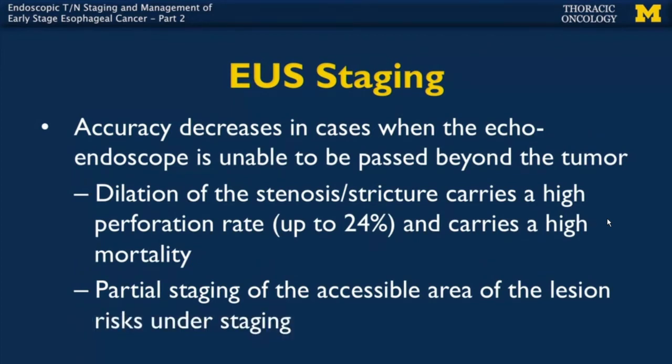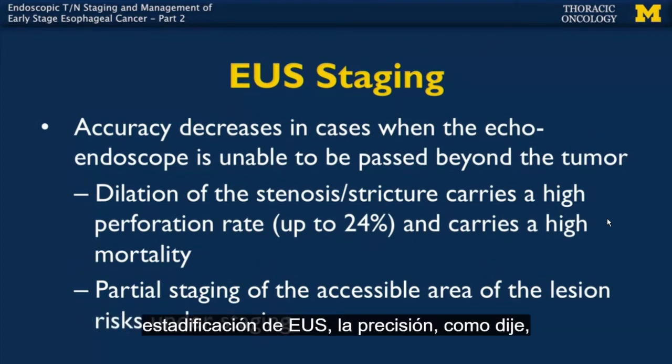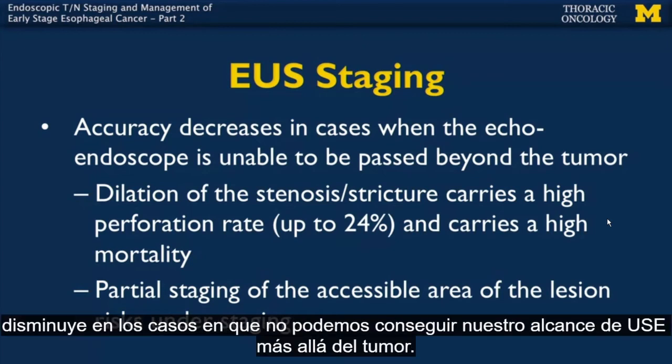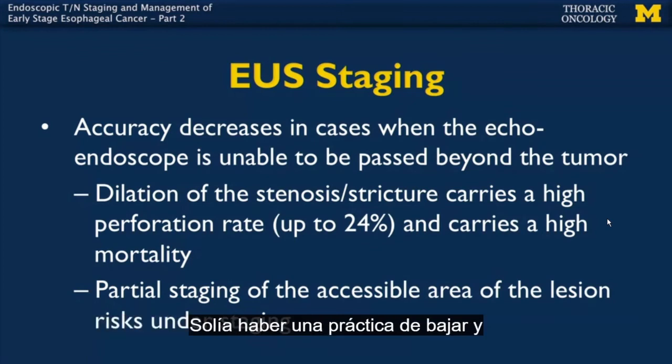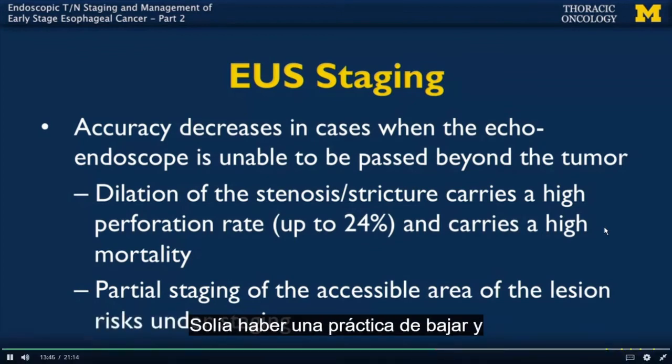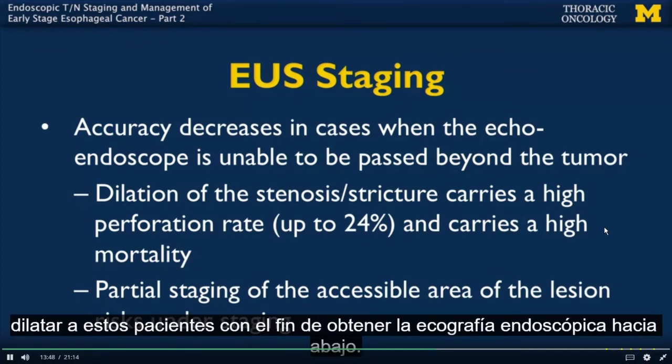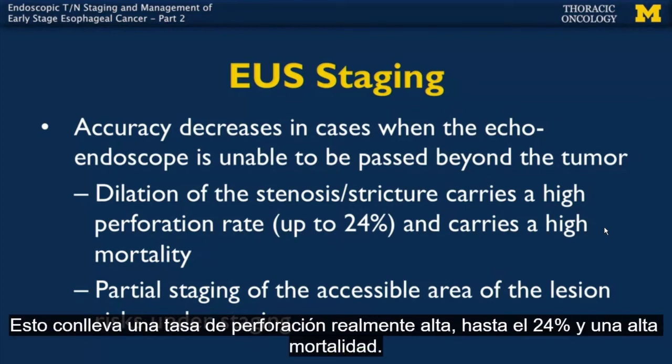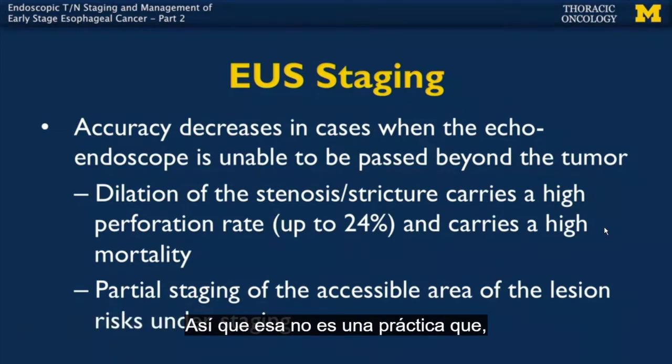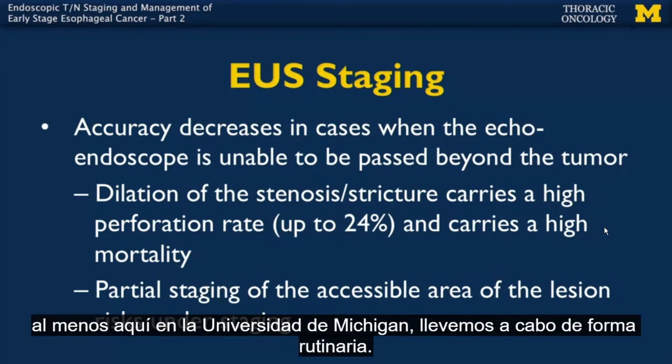EUS staging accuracy, like I said, decreases in cases when we can't get our EUS scope down beyond the tumor. There used to be a practice of going down and dilating these patients in order to get the endoscopic ultrasound scope down, but that carries a really high perforation rate, up to 24%, and a high mortality. So that is not a practice that, at least here at the University of Michigan, we routinely carry out.